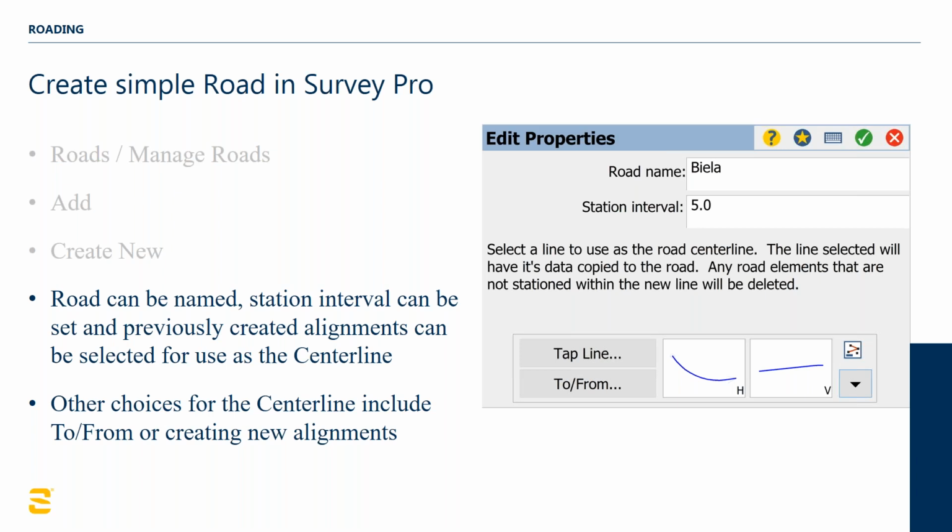The road can be named in the station interval preset. Obviously, you can stake any section, but you'll see that we have a method for driving you down the road in a cross-section format, typically. And so here is the distance between each element of that cross-section stake.